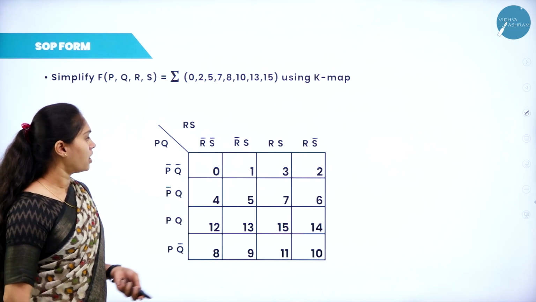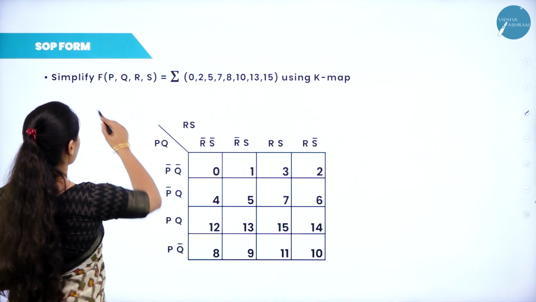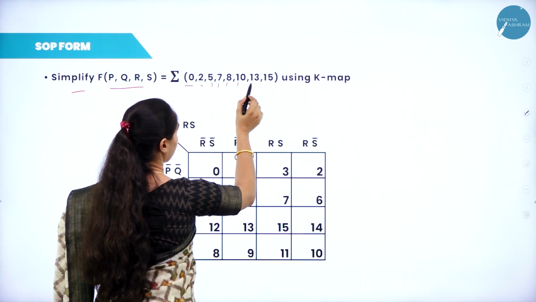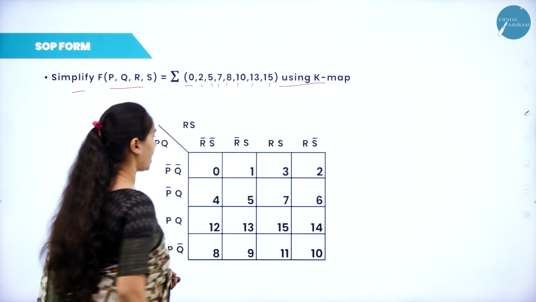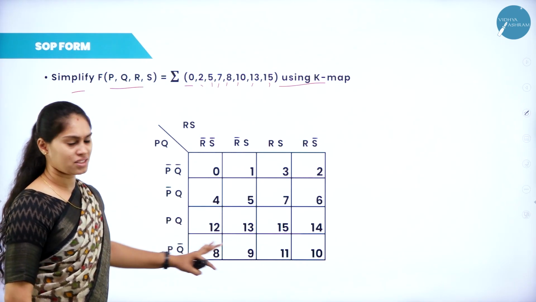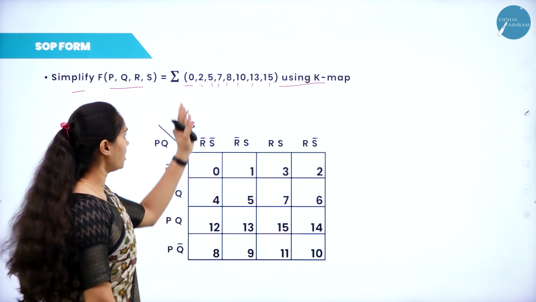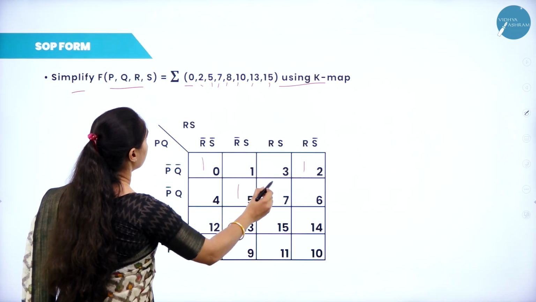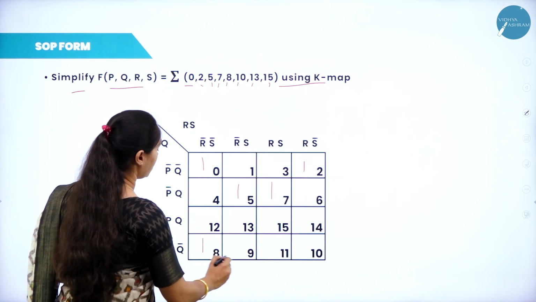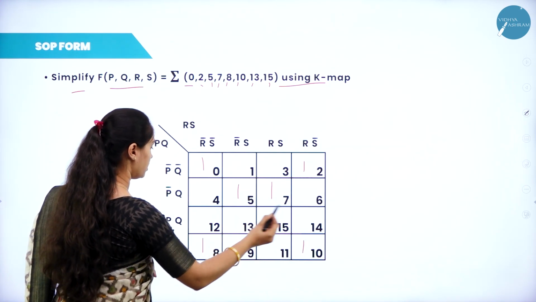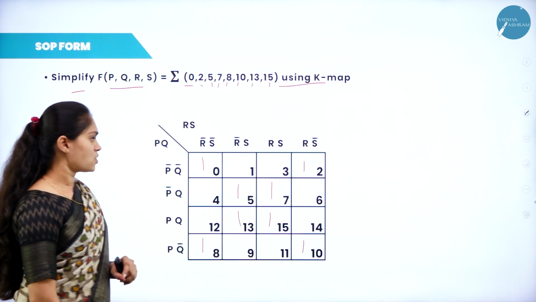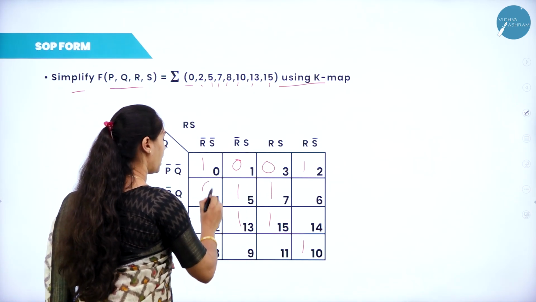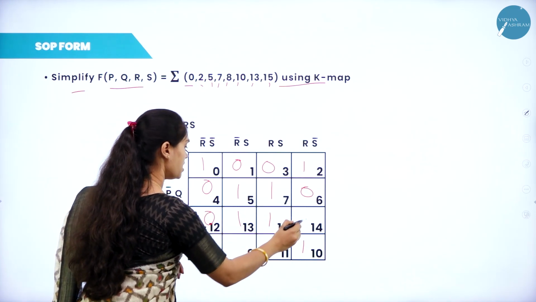So here I have next question. So that is what? Simplify PQRS sum of 0, 2, 5, 7, 8, 10, 13, 15 using K-map. So already I have plotted everything. I have given the designation. Let me write in the place of 0, 1, 2, then 5, 7, then 8, 10, 13, 15. Okay, so now I have to concentrate on giving the 0 for empty values. Let me fill it first.